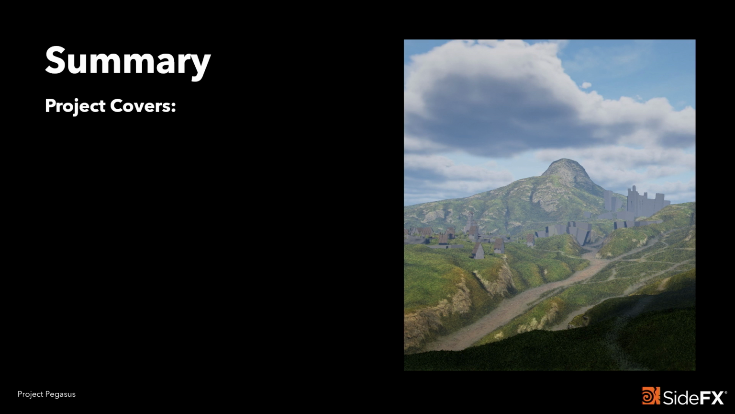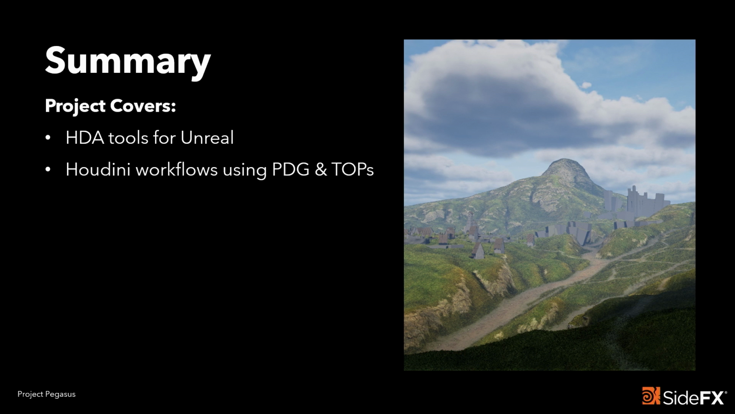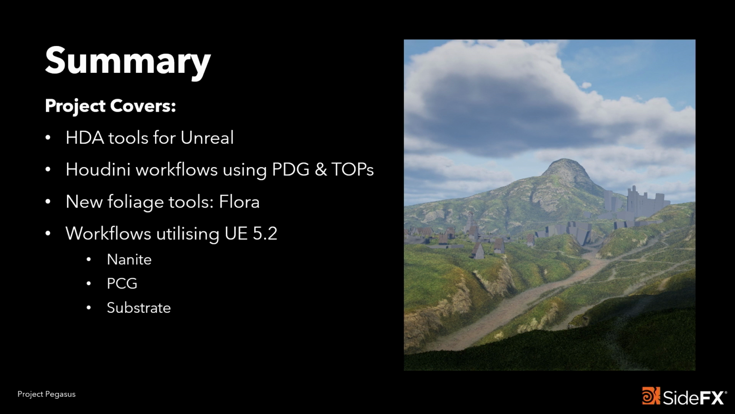We tried to approach the project in a holistic way, bringing in Houdini to provide solutions as and when we saw them. So this has resulted in a variety of different outcomes. We've got HDA tools for use directly inside Unreal, or smaller HDA utilities that we use in Houdini, and then workflows for PDG and procedural asset generation, and these new Foliage tools, which we're calling Flora. And then we're also utilizing Unreal 5.2 features such as PCG and Substrate.